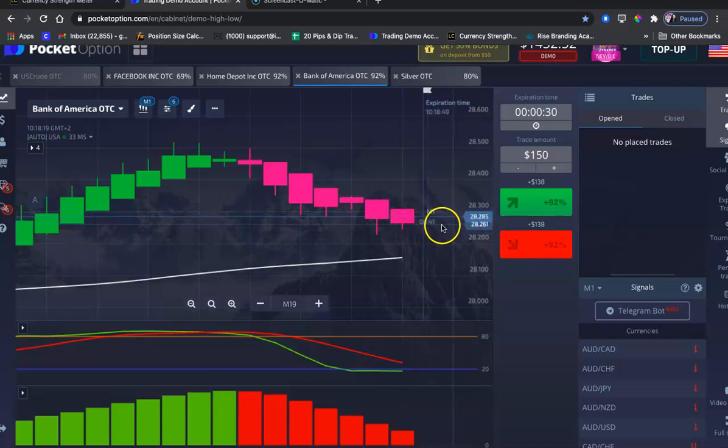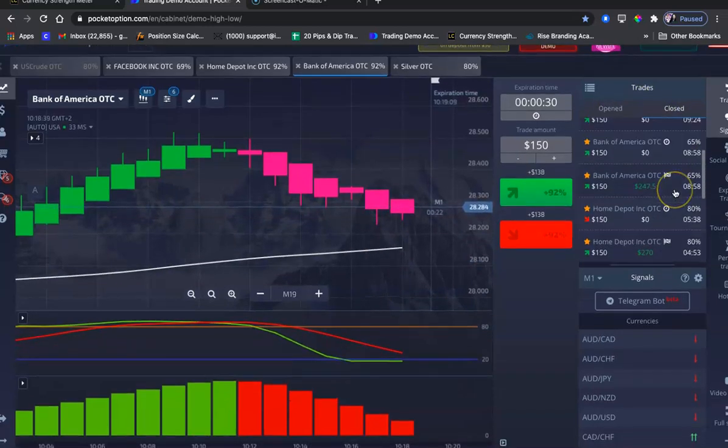Yep, not going to do it. For me, this is indecision here. It's trying to push up, and I need to know for sure which way that candle is going. Okay, so we're not going to get in there, but I just want to show you my trade account.